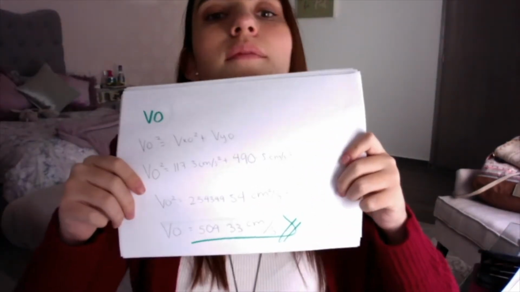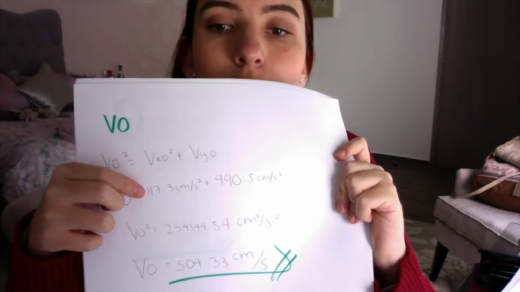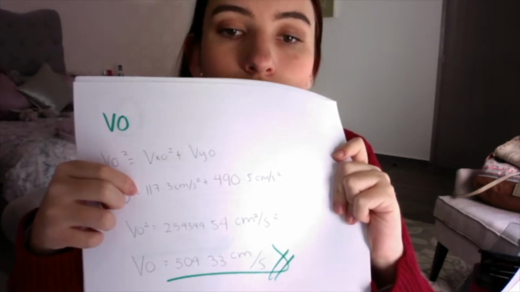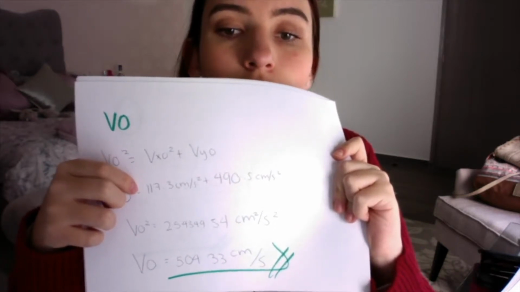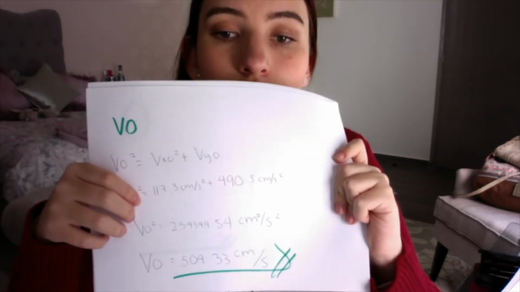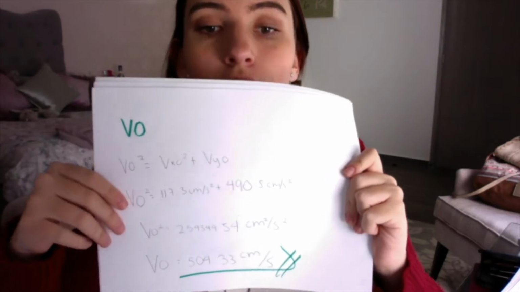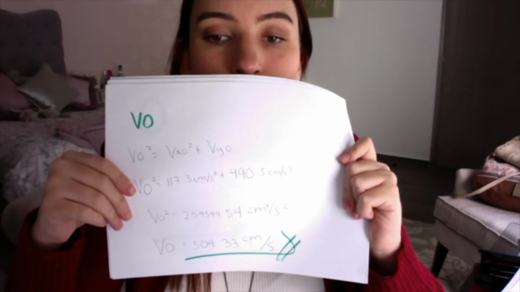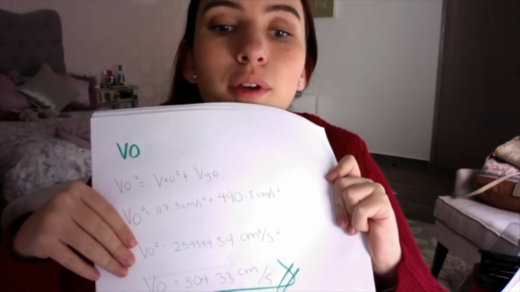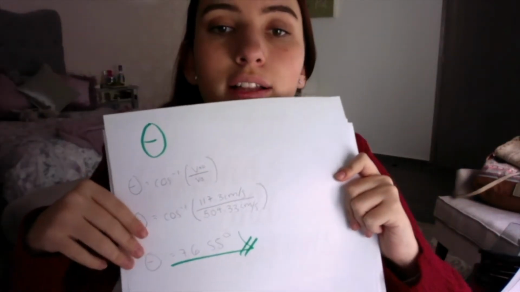We calculated the initial velocity. We used this formula: we put the Vxo, that equals 117.3 plus 490.5 centimeters, and we got 254,349.54 centimeters squared over seconds squared, and then we took the square root of that, and we got 504.33 centimeters over seconds.